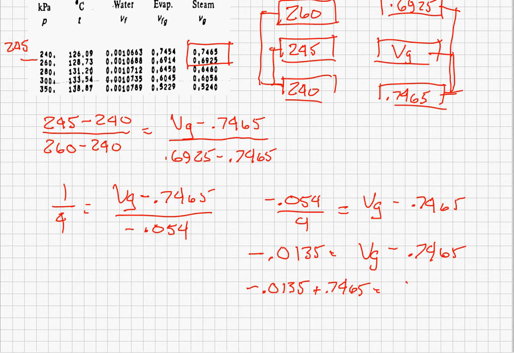And once again, notice that this negative number is going to bring us down from 0.7465 so that we're in between 0.7465 and 0.6925. So we're going the right way. And when we get this, we get 0.733 equals VG, which is exactly the same thing we got from the classic linear interpolation. So perhaps this method will be of value to you if you weren't quite clear on the other method.